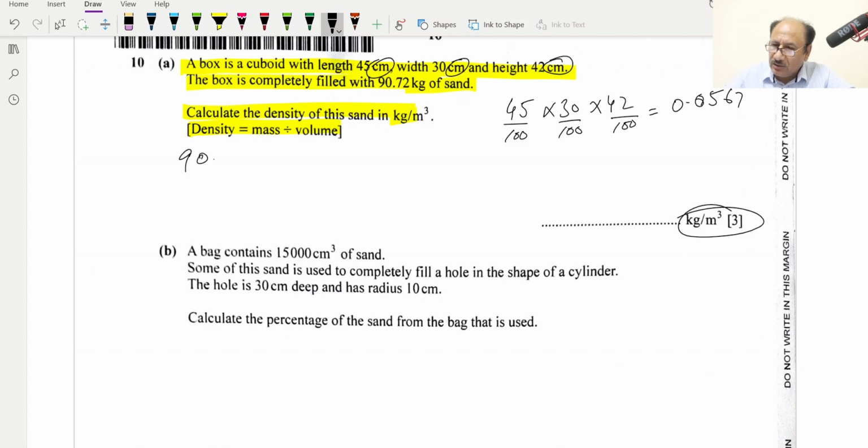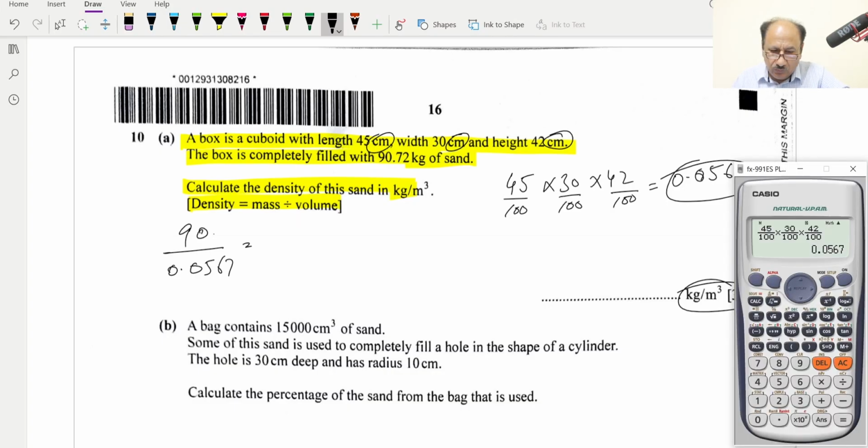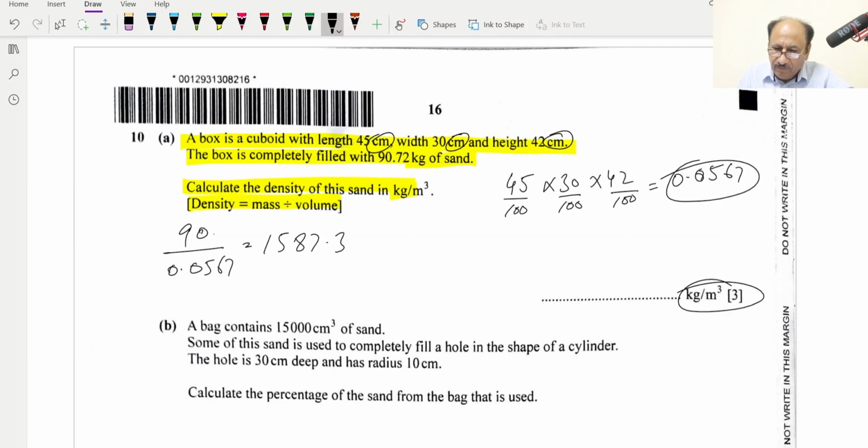0.0567. So this will be our volume which we have calculated, and this volume we will be using in mass per volume. So mass divided by volume will be the density. So mass over volume, 90 divided by 0.0567, and this will be density. So 90 divided by the answer is equal to 1587.3. So kilogram we can round it to 1600. So write it as 1600.